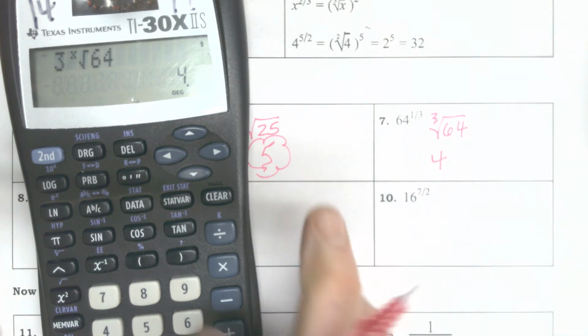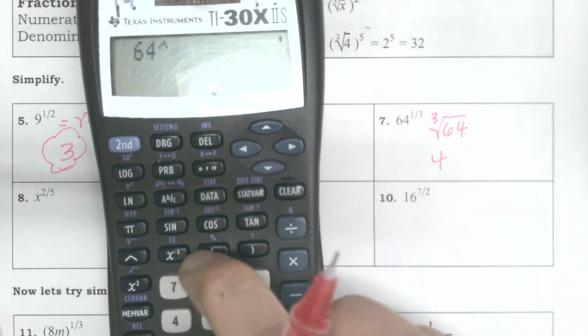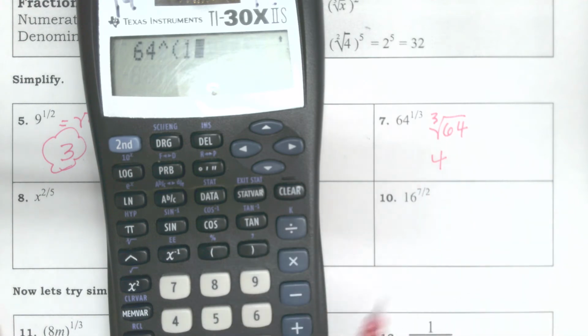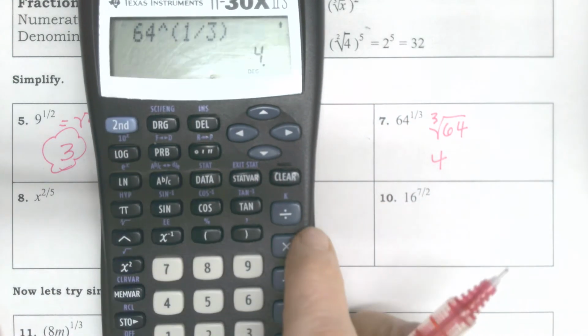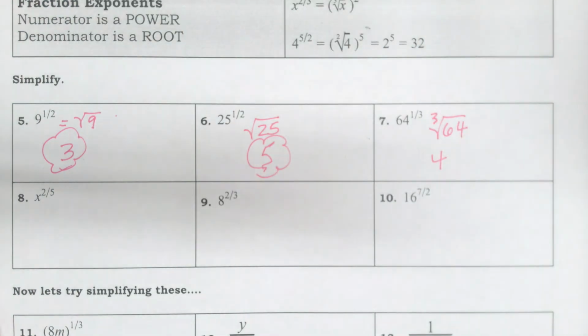But I could also do it with the power. I could also raise 64 to the power of, in parentheses, 1 divided by 3. I have to put that 1/3 in parentheses, otherwise it will only raise it to the first power and then divide it by 3. So it's important how I plug it in. You have to be careful of that. So I can get my value that way as well.